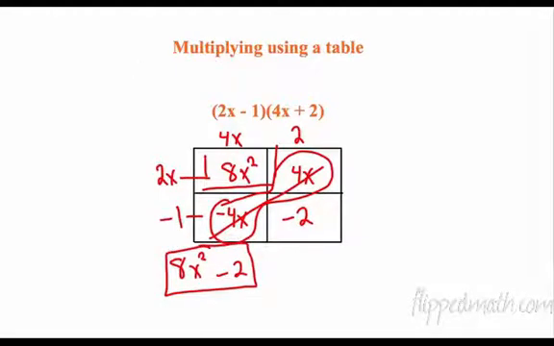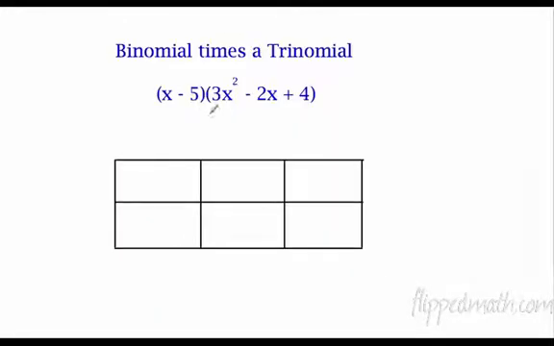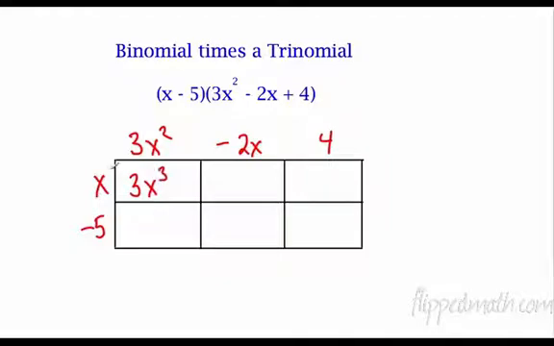Binomial times a binomial. We could get even crazier. Binomial times a trinomial in the house. x minus 5. All right. Up here, 3x squared minus 2x plus 4. I'm multiplying. x times 3x squared is 3x to the third. Remember, add exponents. x times negative 2x is negative 2x squared. x times 4 is 4x.